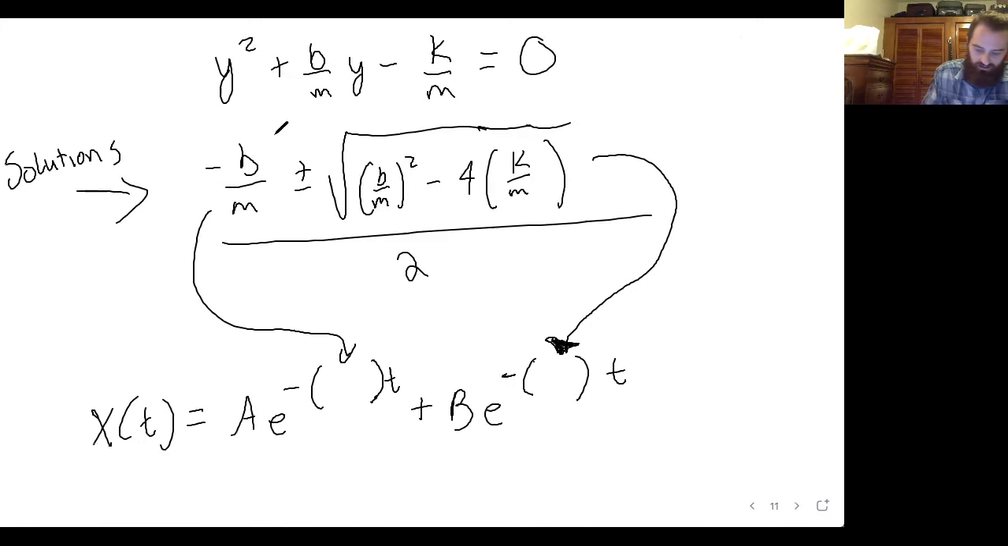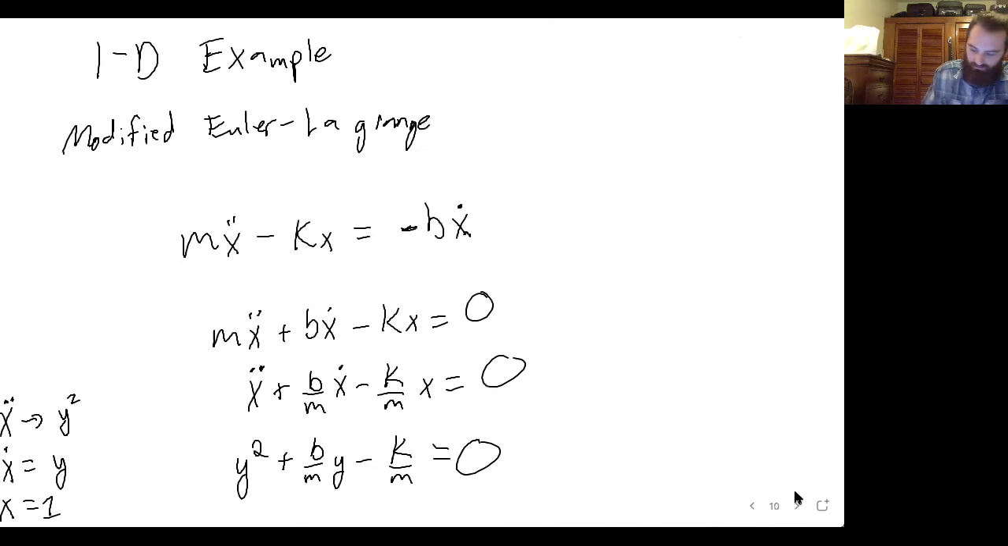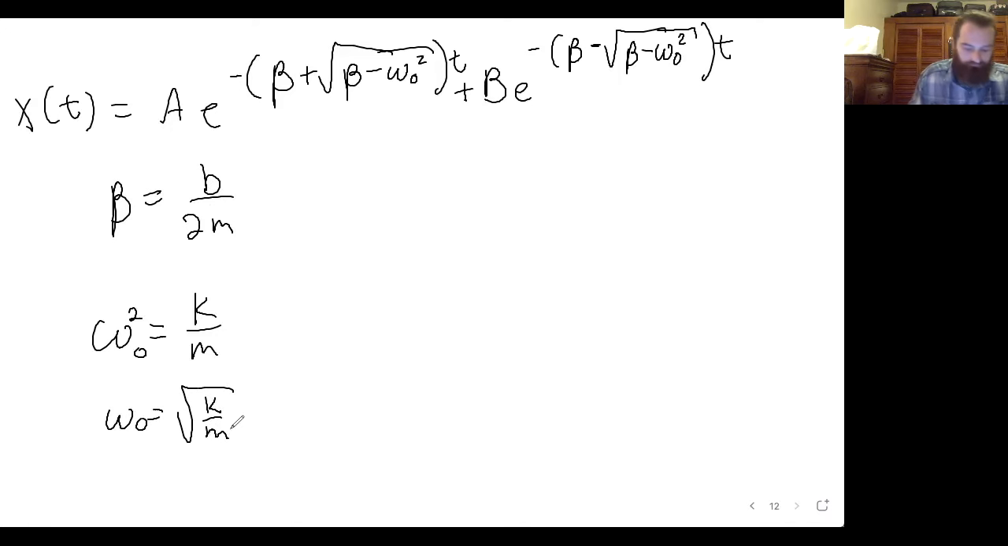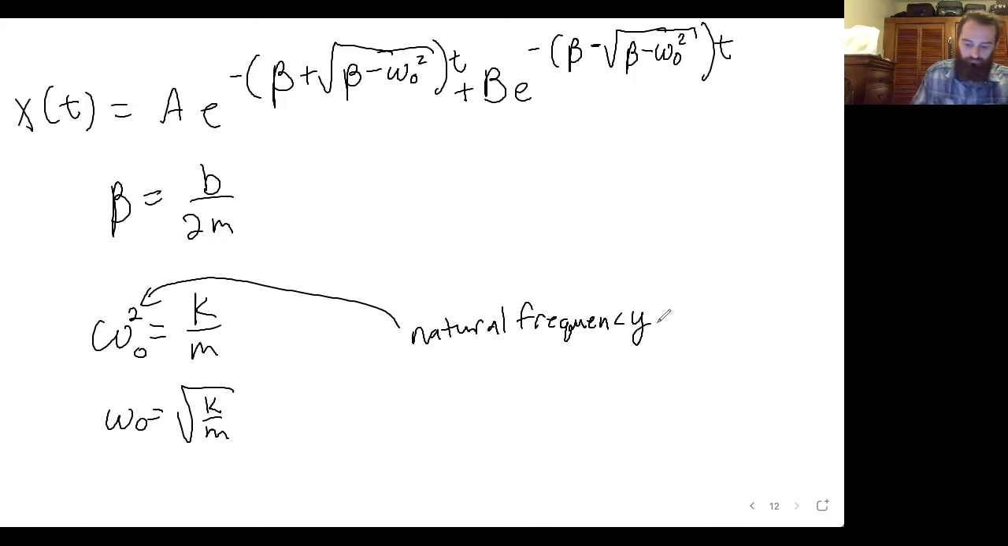And this beta term is defined as, so if we look back at our equation, this was negative b over m over 2. And so that's just b over 2m. And then the omega naught squared term is the familiar k over m. So omega naught is the square root of k over m. And so this is your angular frequency if there were no dampening. So this could be called the natural frequency of the spring. And this beta, of course, is your dampening term.